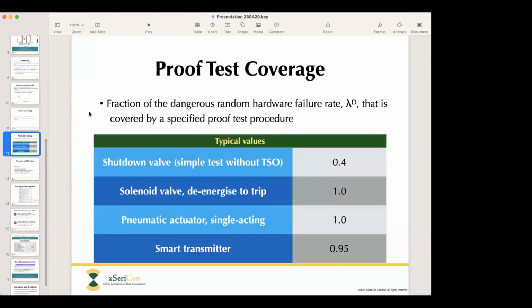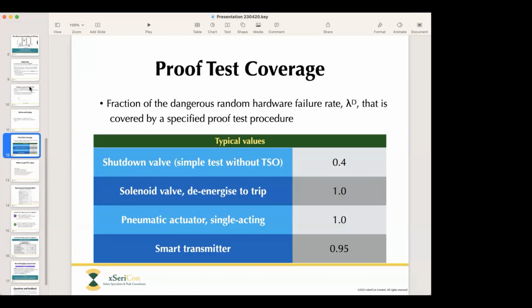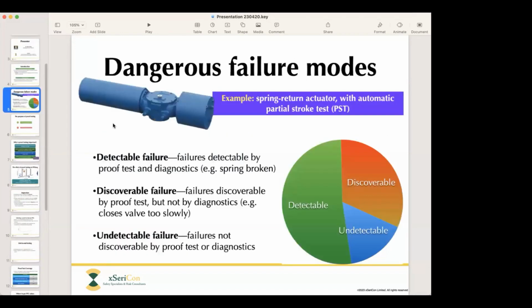Now, the next question to think about is, what fraction of failure modes can be detected by proof testing? Just skipping back for a moment, we showed this pie chart with some different segments of detectable, discoverable, and undetectable failure modes. Basically, how big is the green and the orange sector?